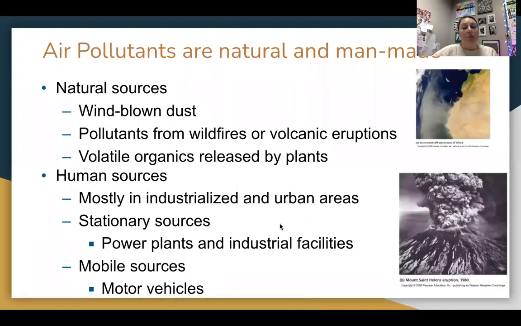So air pollutants can be natural. They can be found from dust. In fact, sometimes if you see really beautiful sunsets, specifically in places like Texas, some of that is due to dust that blows over from the Sahara. It could be from wildfires or volcanic eruptions or organic compounds released by plants. Most of what we're going to be talking about are human sources that come from power plants and industrial factories, mining, and then motor vehicles.